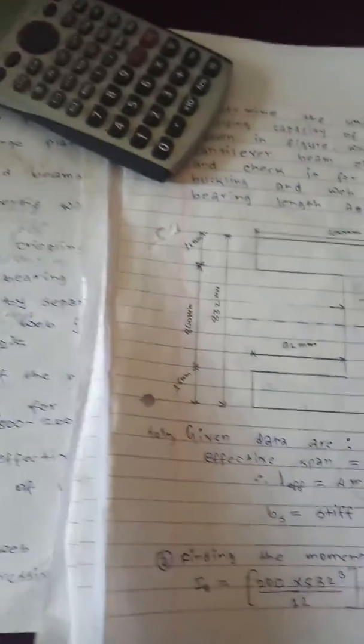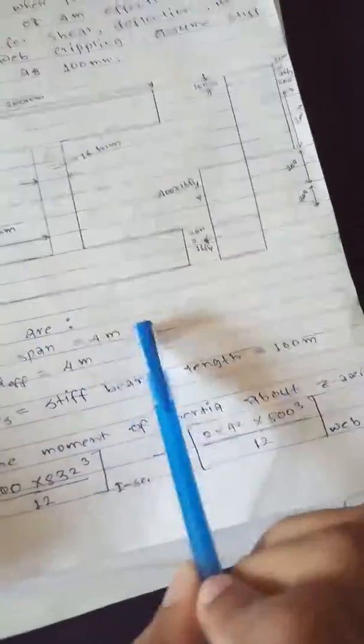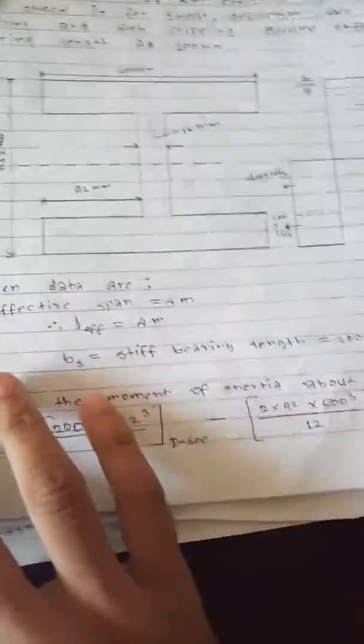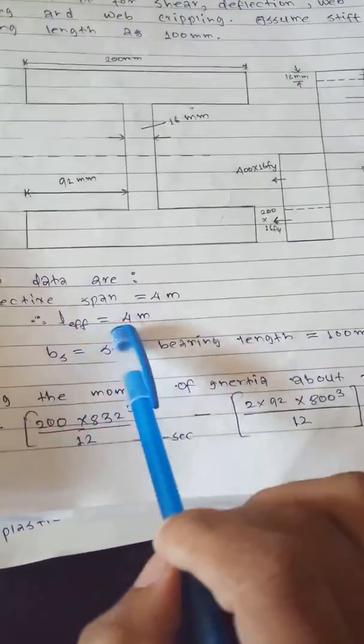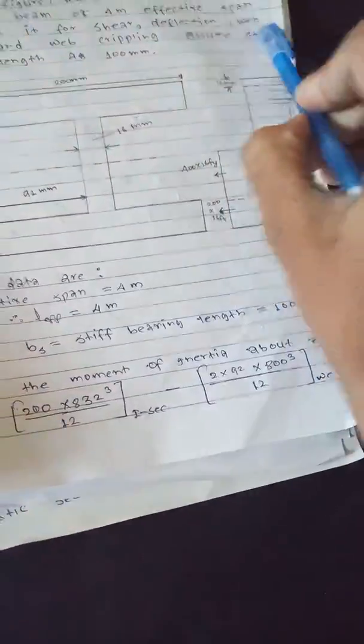4 meter is given here. As you can see in the question, effective span is 4 meter, denoted by L, effective is equal to 4 meter, and BS, the stiff bearing length, is 100 mm. 100 mm is also given there in the question.